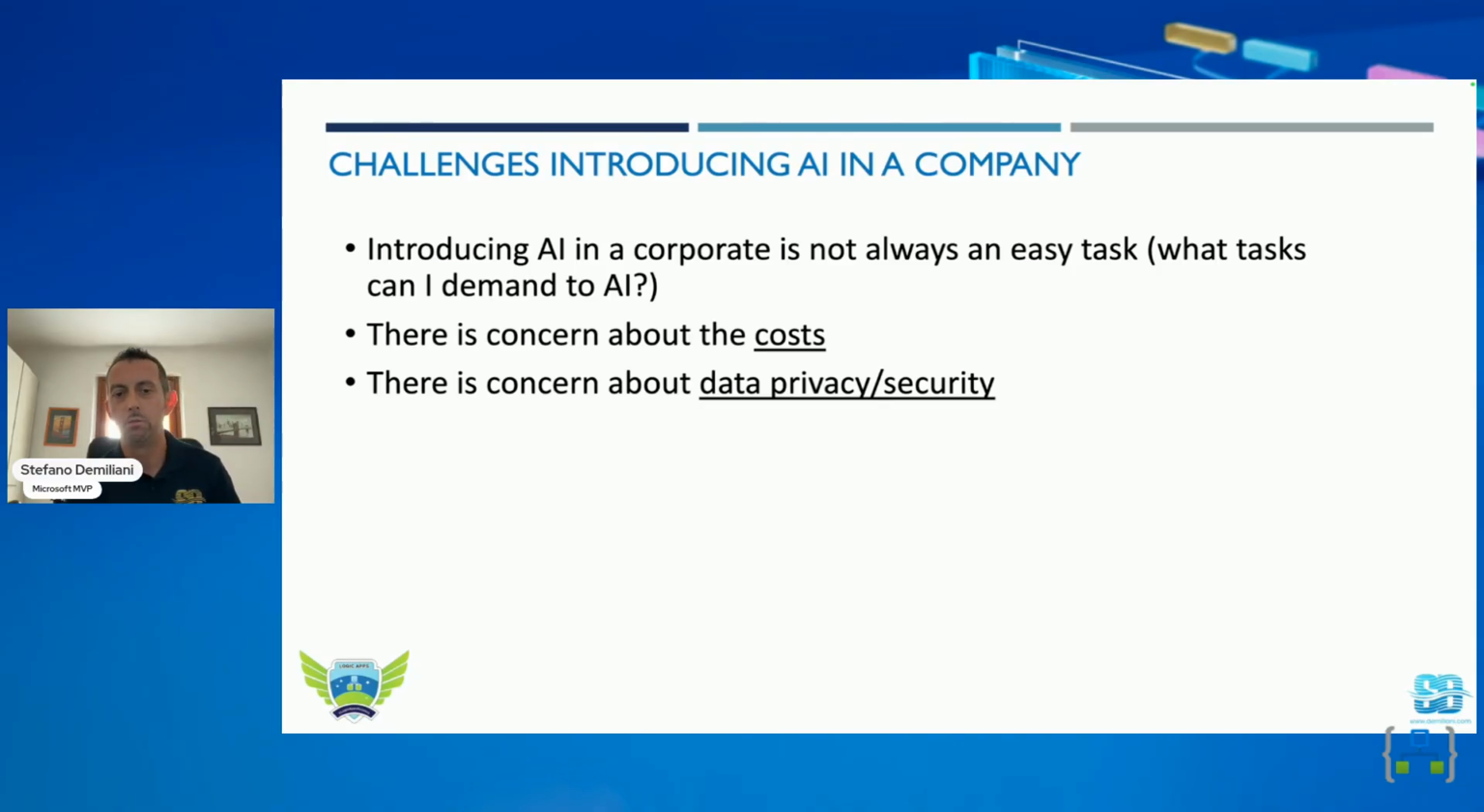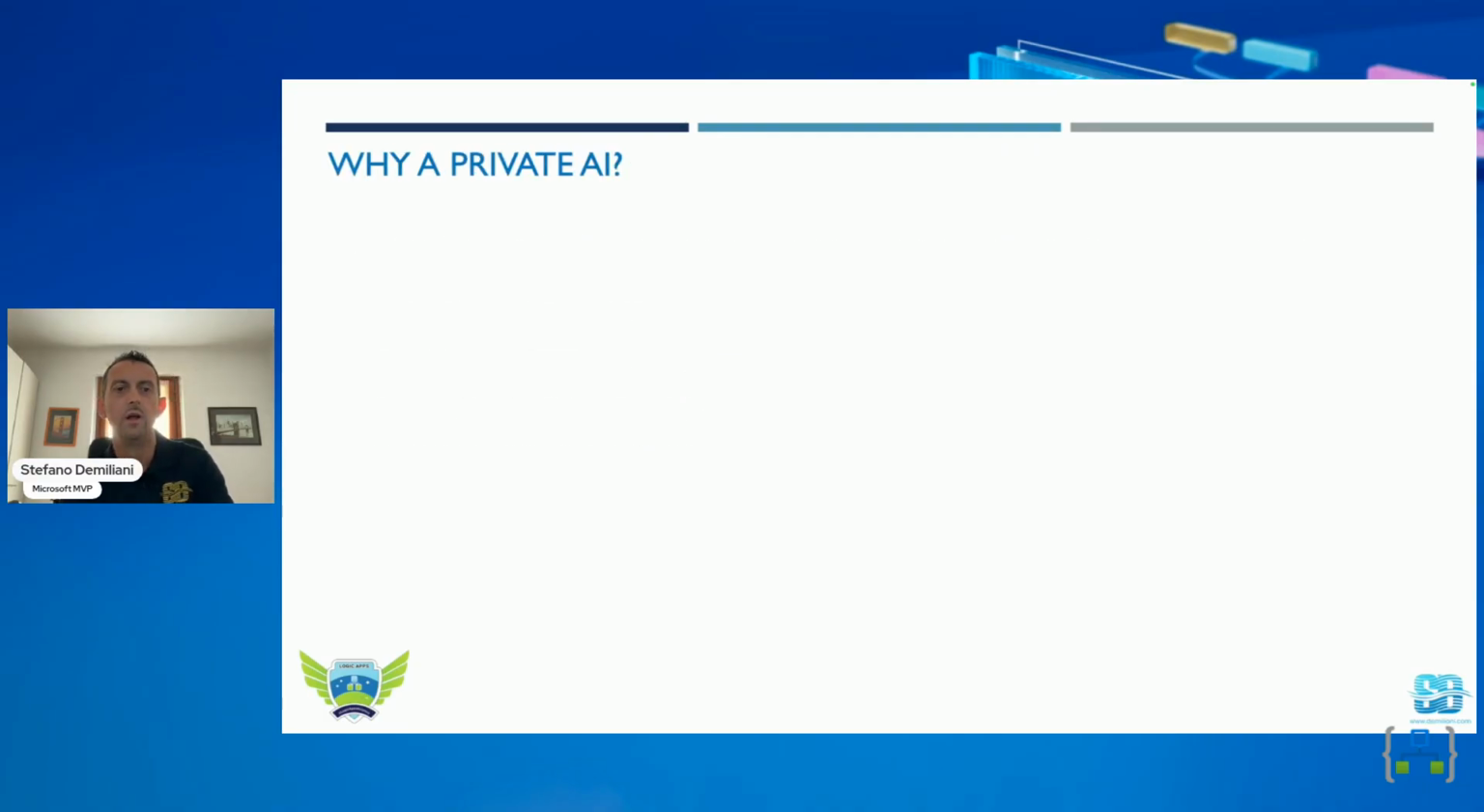Sometimes sending your data to an online LLM is something that a company feels is risky or a violation of their security rules. And sometimes there are also concerns about reliability. If I send my data to an online LLM, is this reliable or not? So there are a lot of topics that you need to discuss in order to start introducing AI in a corporate. And so why is private AI an emerging trend in at least the last 1 or 2 years?